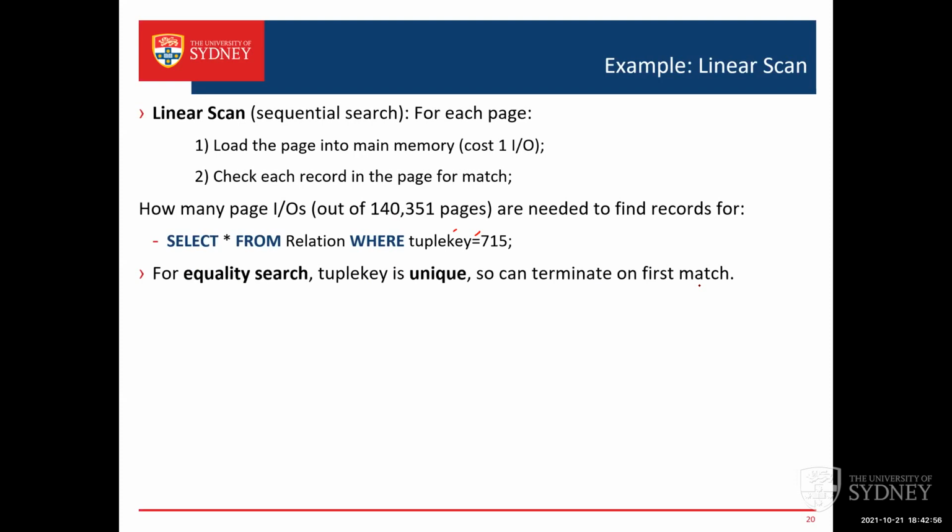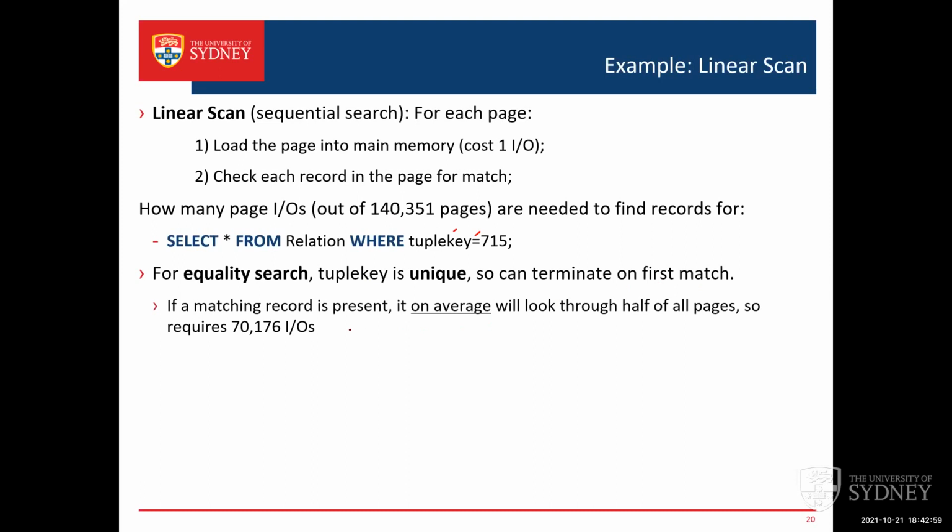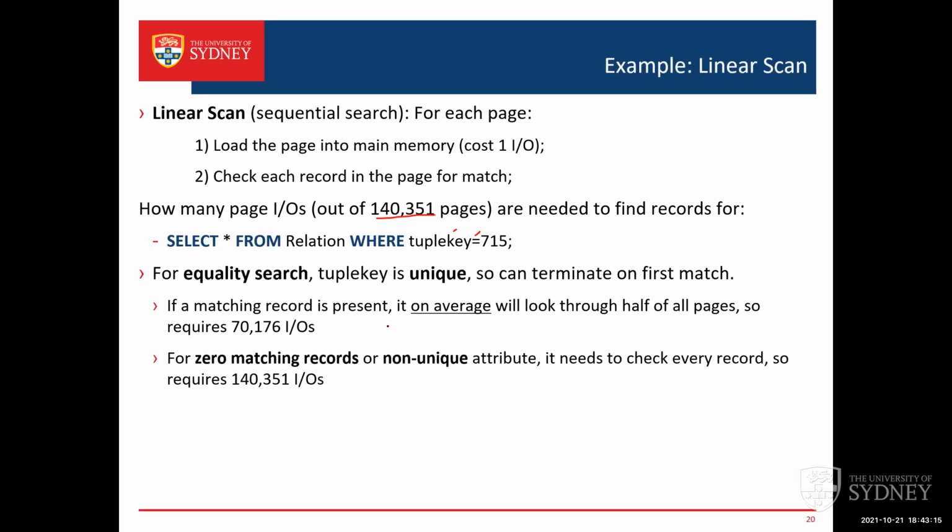So if the record is there in our table, then on average, we need to transfer (n plus 1) divided by 2. So n simply means number of pages, plus 1, divided by 2. So this many IO operations do we need. If the record is not there, or if we are running any query on a non-unique attribute, at that time we have to check every record. That simply means that we have to transfer all of these pages. Hopefully that part is making sense.